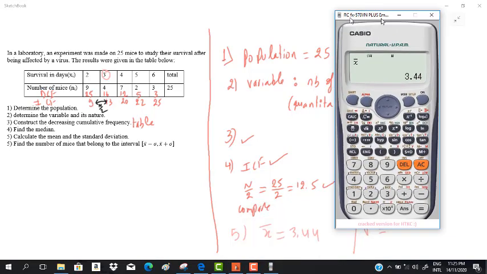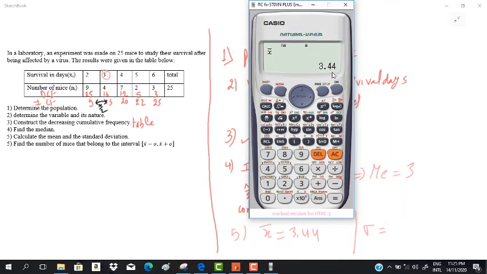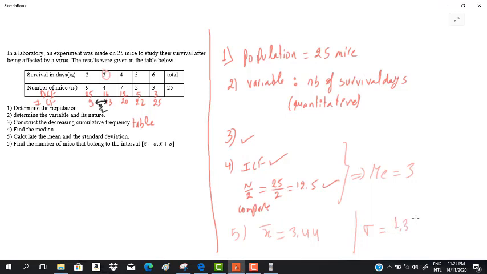Now to find the standard deviation, again AC, shift 1 4, and it's 3. I just click on it, and the answer is 1.358. Okay. Now the last part, which is part 6, not 5.